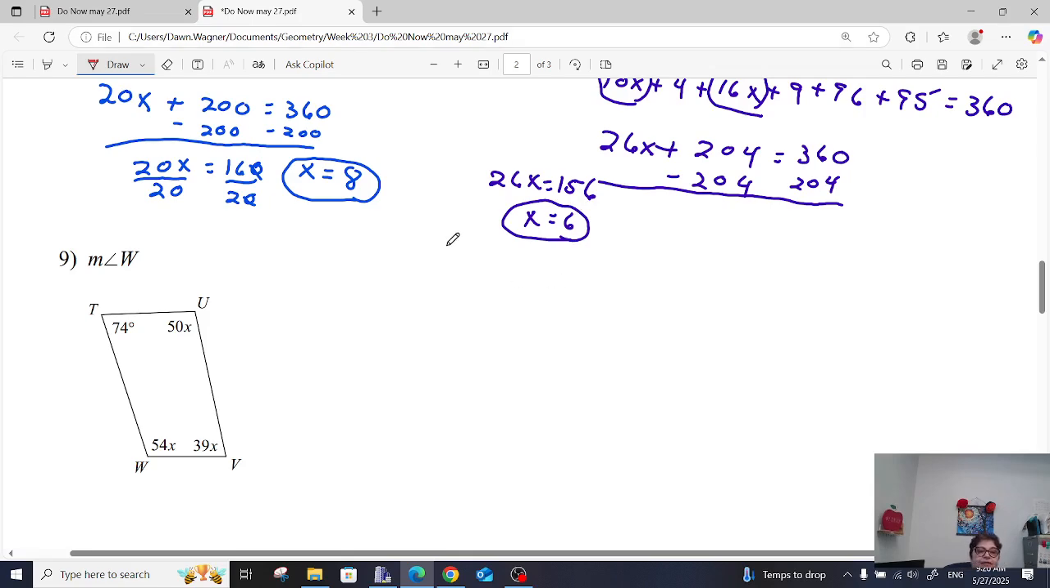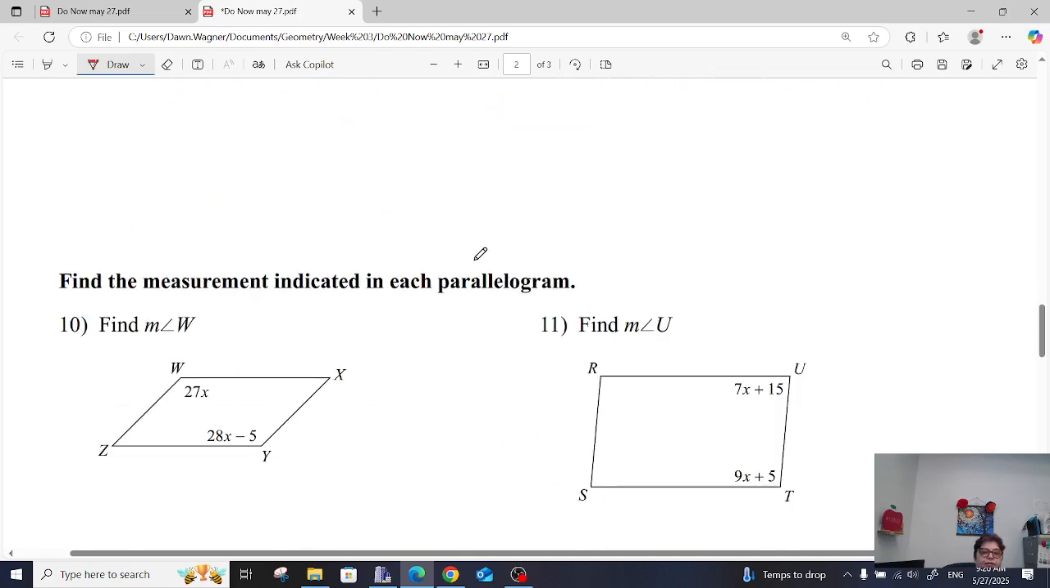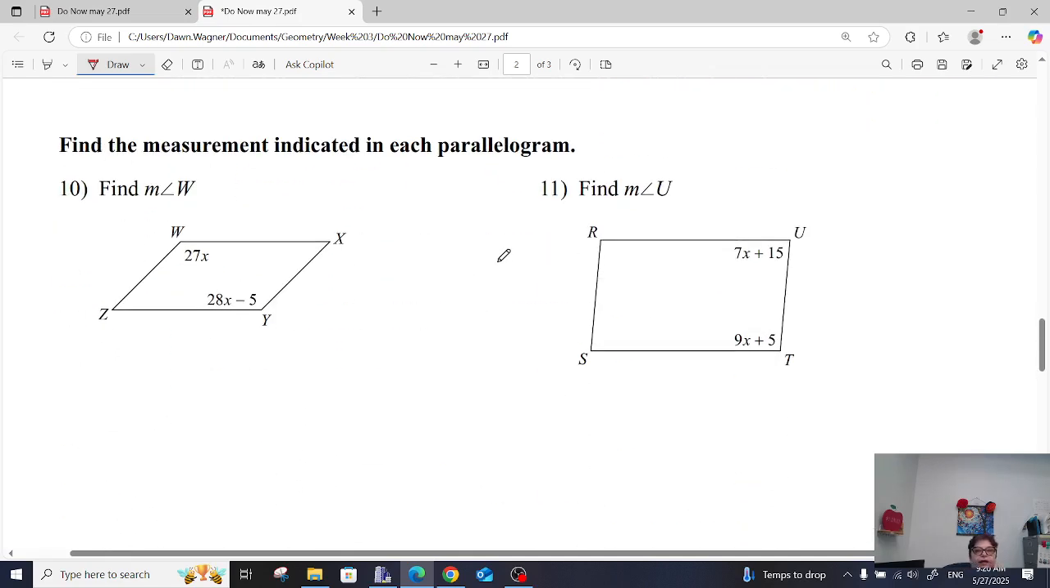Okay. So yes, this answer should have been, where did my pen go now? It fell. You should have got x is equal to 2, and the measure of angle W is equal to 108 degrees. Okay? So now this one. Be careful on these. Position matters.